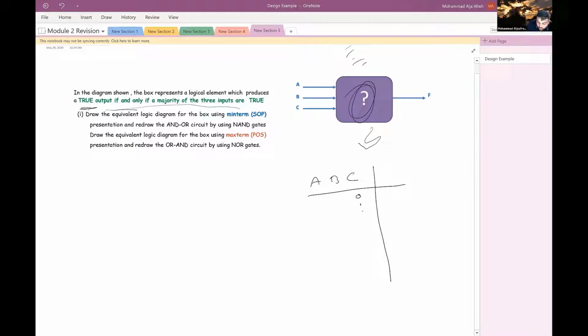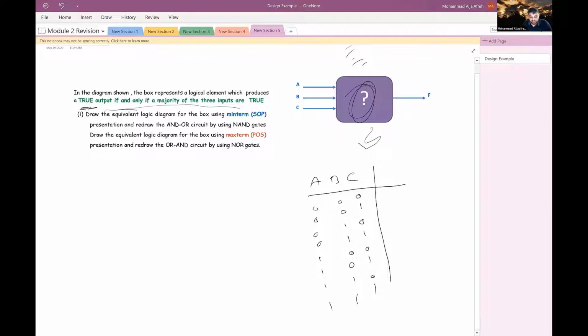And this is 0, 1, 0, 1, 0, 1, 0, 1. This is 0, 0, 1, 1, 0, 0, 1, 1. This is 0, 0, 0, 0, 1, 1, 1, 1.